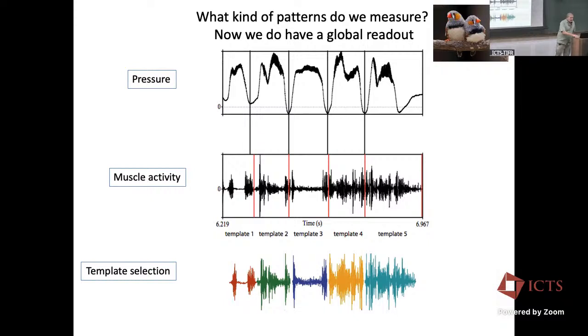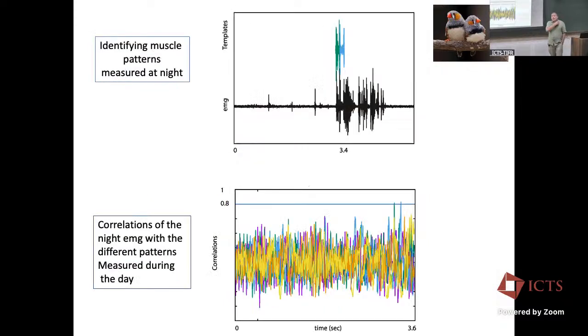So what I'm going to take now is the muscle activity during the whole night and look for correlations with the different syllables. So here I'm showing the correlation with the yellow pattern, with the green pattern, with the blue pattern. And from time to time, you see these peaks because you identify a green segment and a blue segment, 2 segments that are identical to the segments that are used.